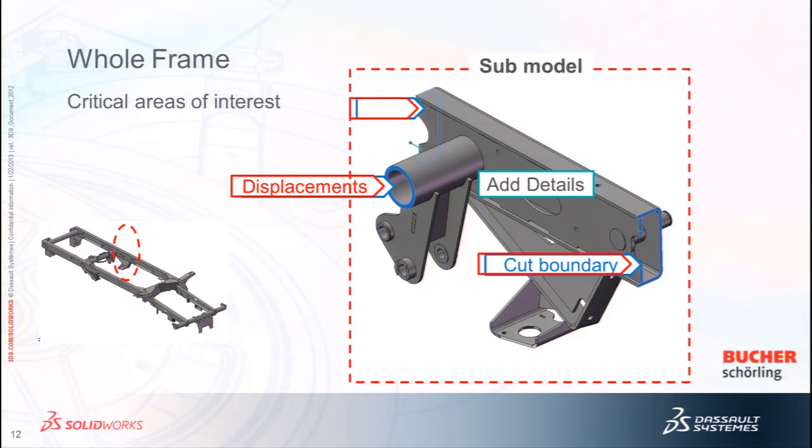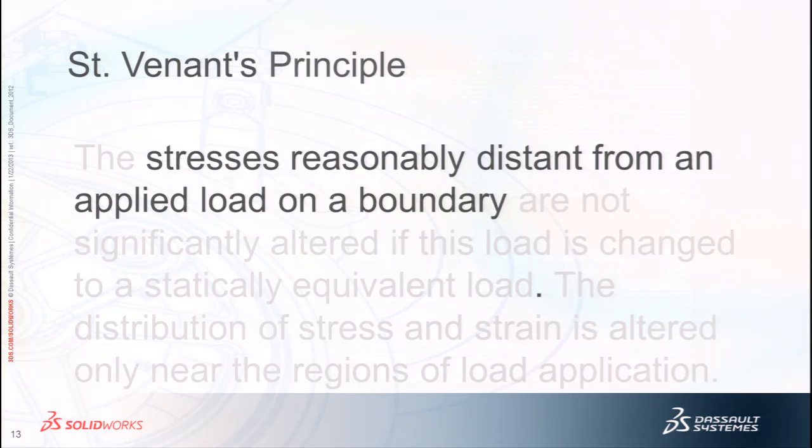This is an assumption you have to make, or a judgment you have to make, based on whether it is really okay to do this. This is based on something called St. Venant's principle. Essentially what it says is if the cut boundary is far away from the area of interest, then this assumption is valid. But if the cut boundary is where your area of interest is, then you cannot do this. So it's based on this theory, and you have to make the judgment call.